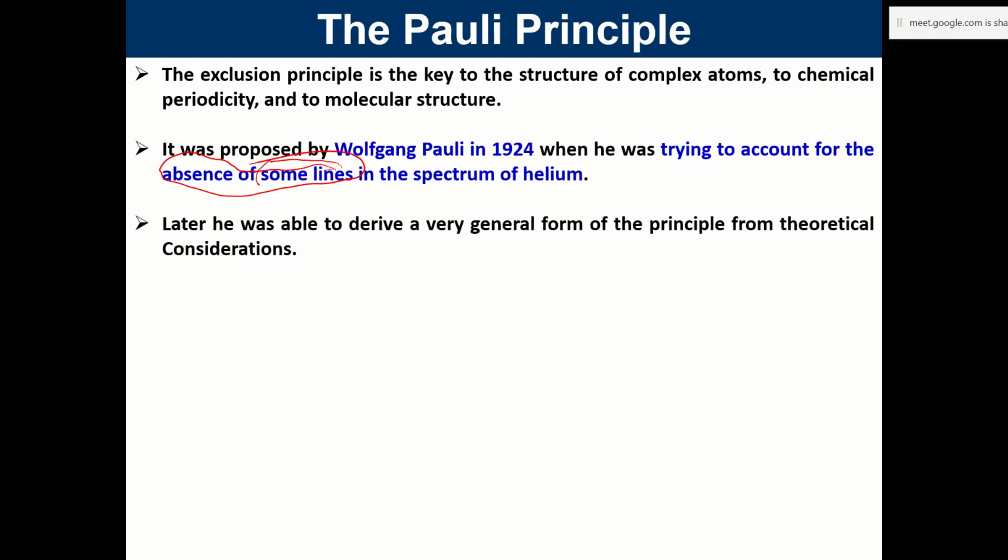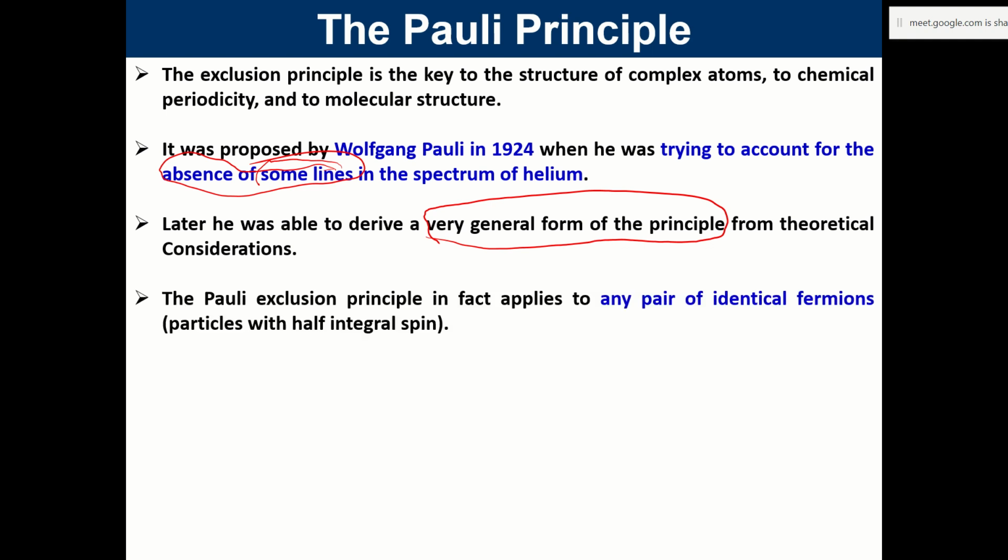Okay. And he derived a more general form. उसने इलेक्ट्रॉन के लिए सोचना शुरू किया, and he derived a very general form of this principle, which takes into account the spins of the particles, all fundamental particles, not just electrons. सबके लिए बनाया उसने, और तब उसने एक पेयरिंग वाली ये बात कही. Electron is a special case of that principle. So this is Pauli's exclusion principle applies to any pair of identical fermions.